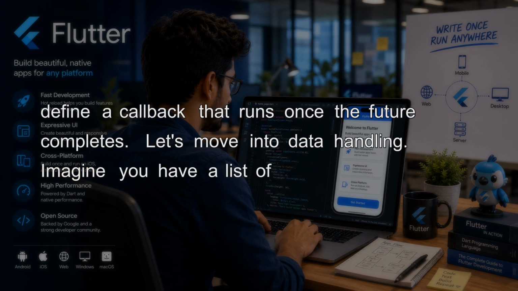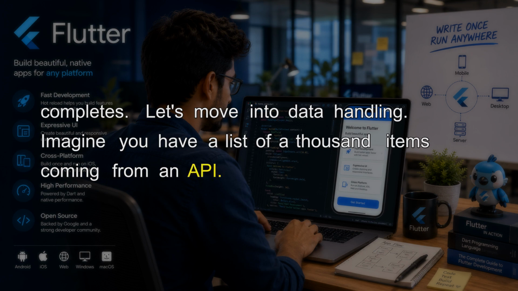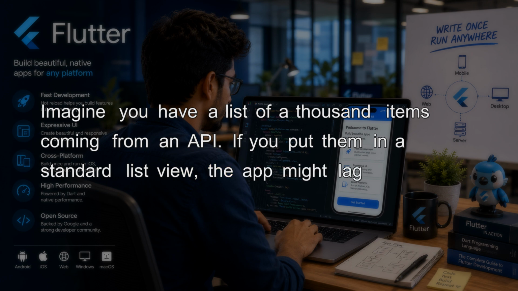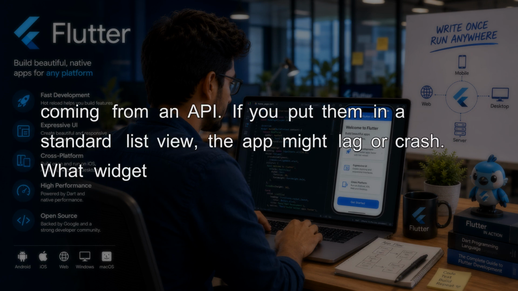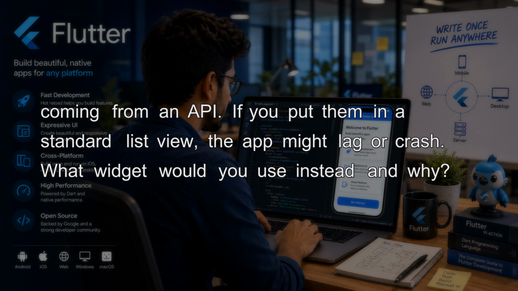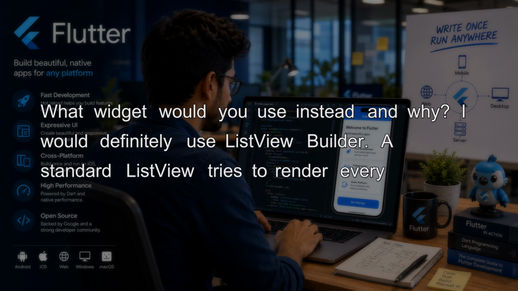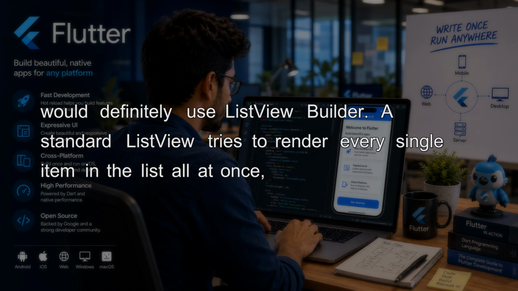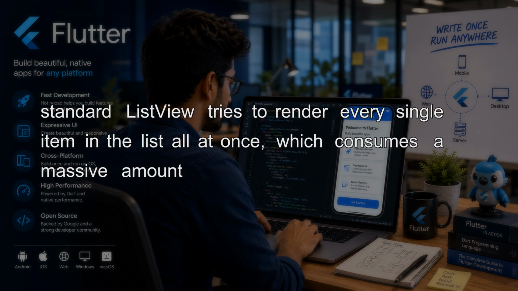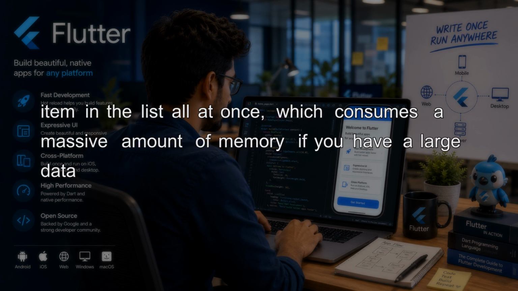Imagine you have a list of 1,000 items coming from an API. If you put them in a standard list view, the app might lag or crash. What widget would you use instead and why? I would definitely use List View Builder. A standard list view tries to render every single item in the list all at once, which consumes a massive amount of memory if you have a large dataset.